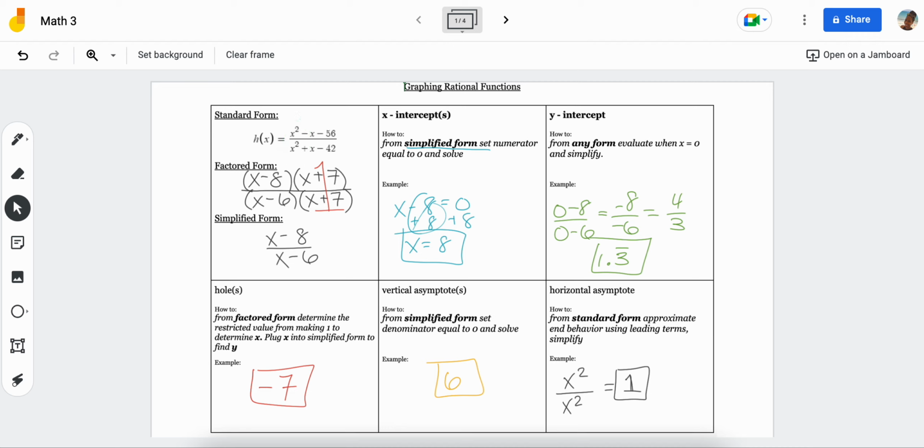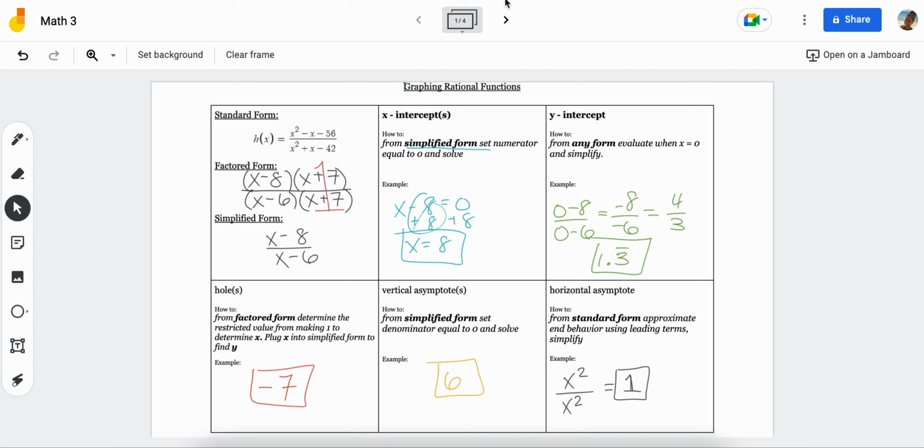yourself what is happening. If this x squared wasn't here and it was just x over x squared, then you would know that your horizontal asymptote would be at 0 because your numerator is getting bigger faster. I'm sorry, your denominator is getting bigger faster than your numerator. And you've done some examples like that. So now let's look at how we graph this.